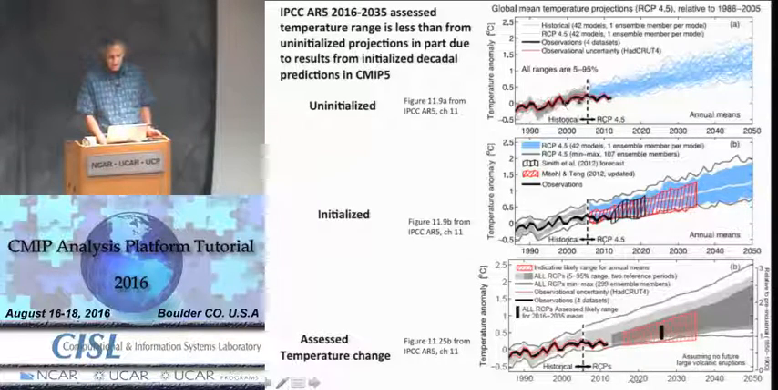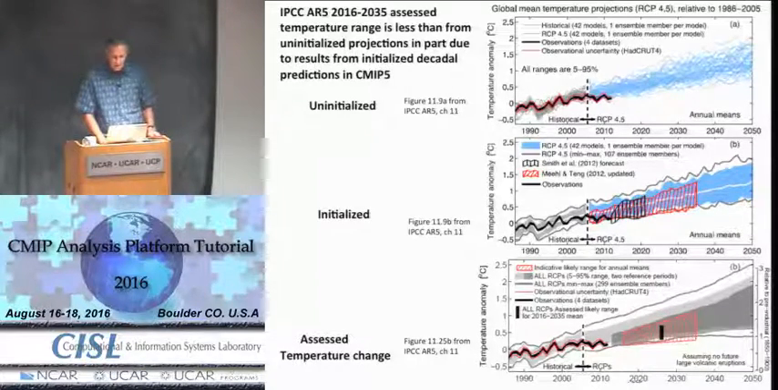And here are 42 models, 1 ensemble member per model, following the best practices. You can see these are the individual blue lines. The models have a certain spread. The observations are in the lower range of these uninitialized simulations that were started back in 1850 and freely running on up through the 21st century.